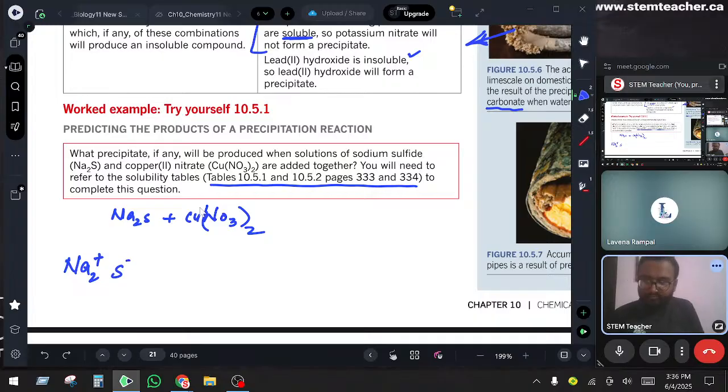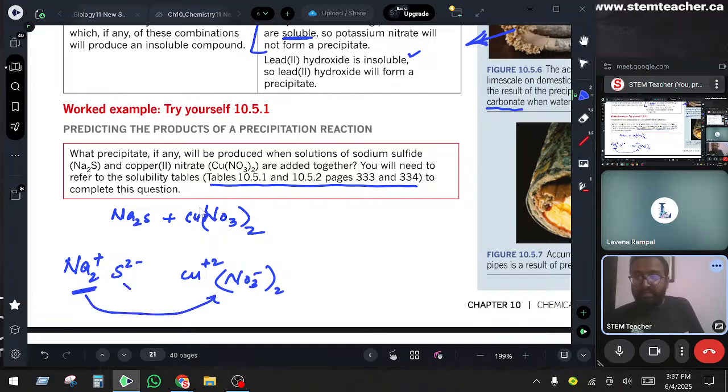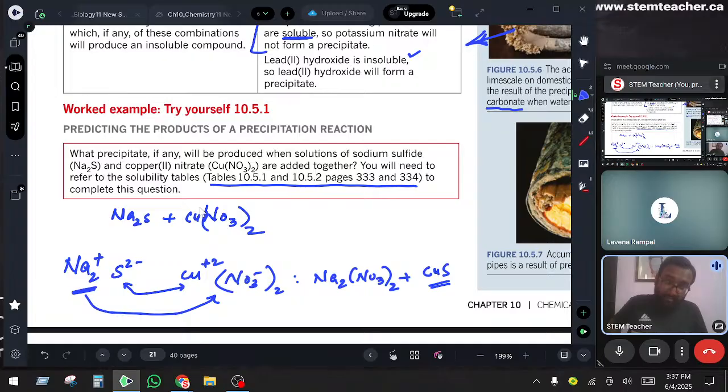minus, and here Cu plus 2, NO3 minus, and minus 2, it is 2 times, means minus 2. So here Na2 plus goes to NaNO3, and this is copper sulfate. So in this reaction, your NaNO3 sodium nitrate will form, and another CuS copper sulfate will form. And which one is a solid, which one is a non-solid, which one is soluble, which one is insoluble, we have to follow this table.